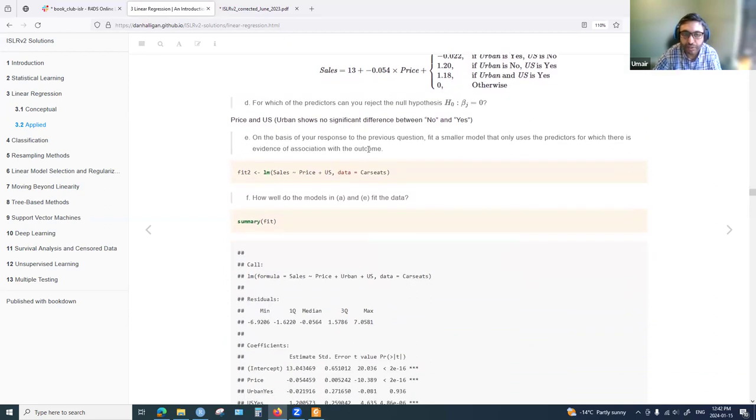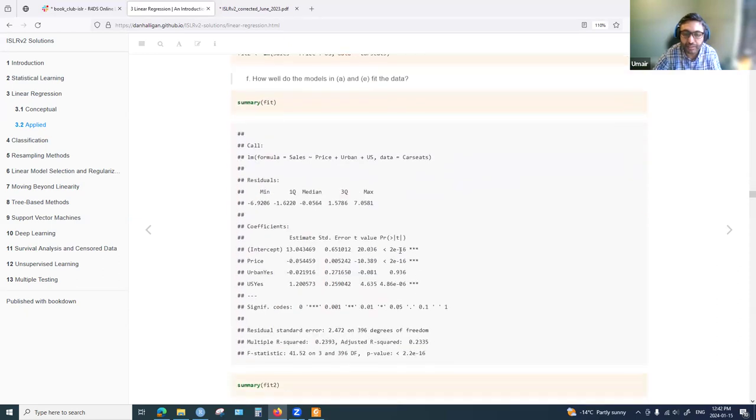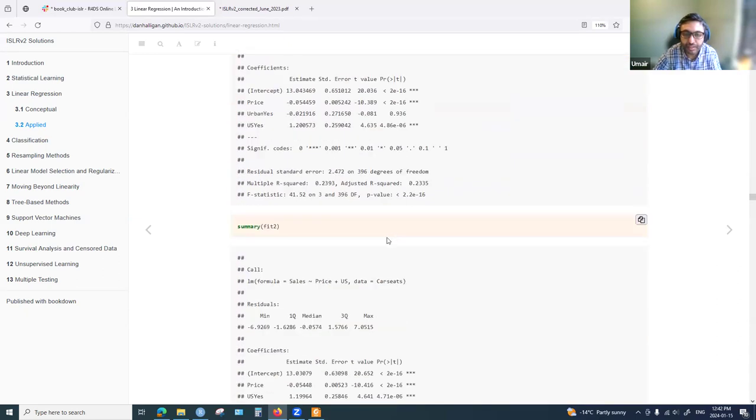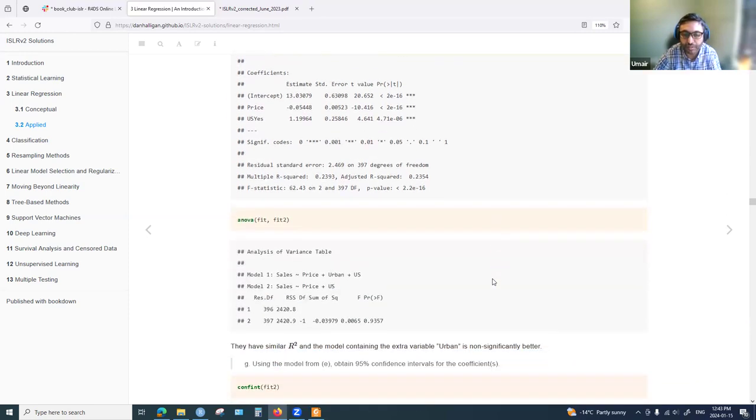On the basis of your response to the previous question, fit a smaller model for which there is evidence of association with the outcome. So now they have removed the variable which was not significant and get this result. In this case, we see that the models are again not very different. The R squared here and here is similar. The F statistic does seem to increase, but I think absolute terms here don't matter much. The significance value is more important.